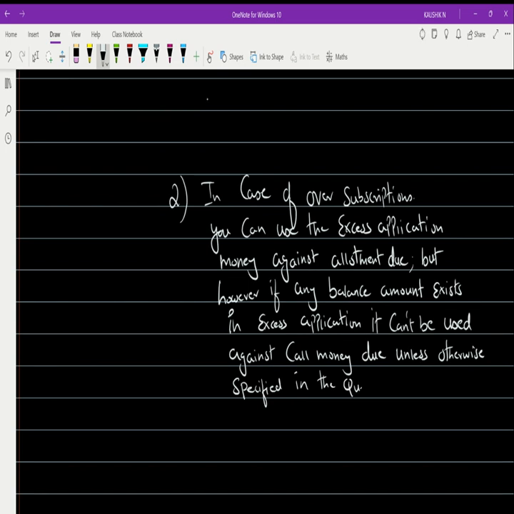This is one checklist. You can take it for granted. You can use your excess application money, which can be adjusted against your allotment money due, but at any cost, the adjustment towards call money due can't be done unless otherwise it is stated or specified in the question. This is one important point that has to be kept in mind. Is this clear to you?